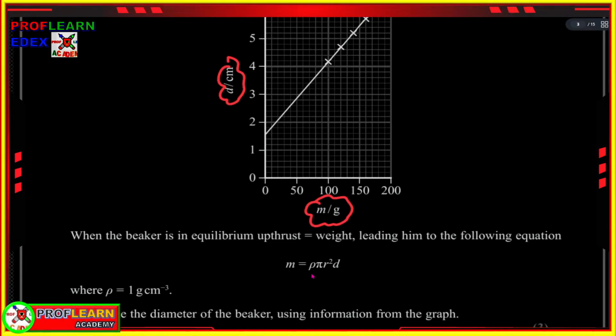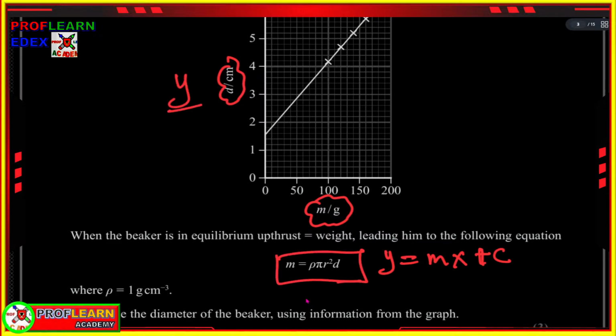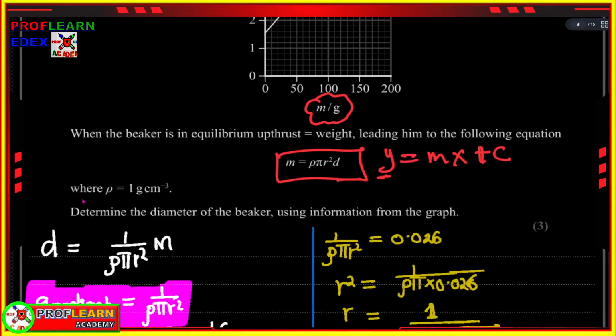So which means that I needed to have D as the Y value, because we have y equals mx plus c. So D is the Y part. I decided to rewrite this equation so that I have D as the Y part, and that is exactly what I did here. By rewriting, I had D equals 1 over rho pi r squared times m.